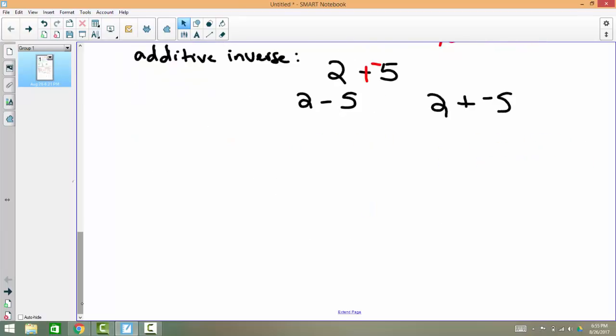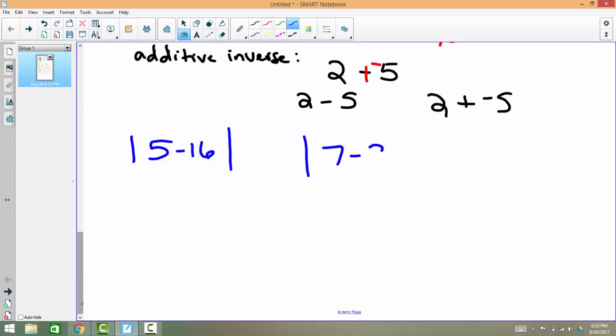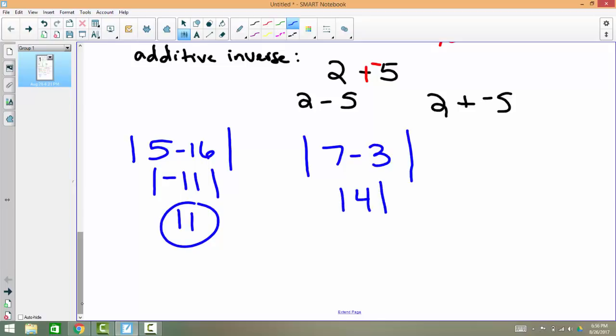I'm going to give you 2 mini absolute value problems just to make sure, and then we'll move on to a bunch of number categories. So the absolute value of 5 minus 16 and the absolute value of 7 minus 3. Go ahead and hit pause. All right, you should have gotten the absolute value of -11, which is 11. And here you should have gotten the absolute value of 4, which is 4.